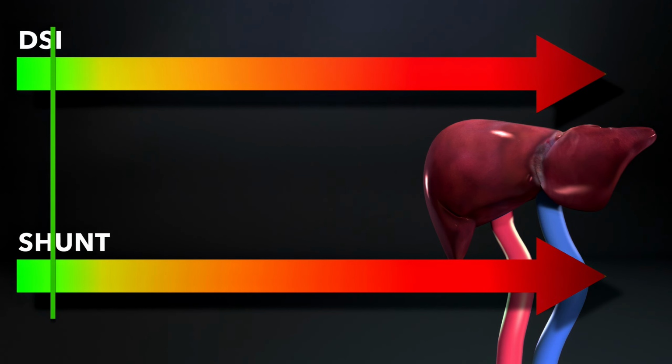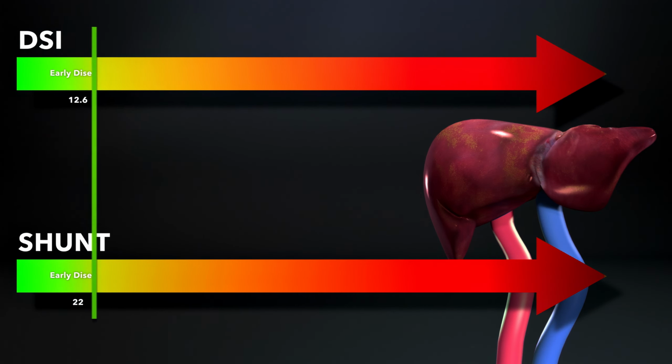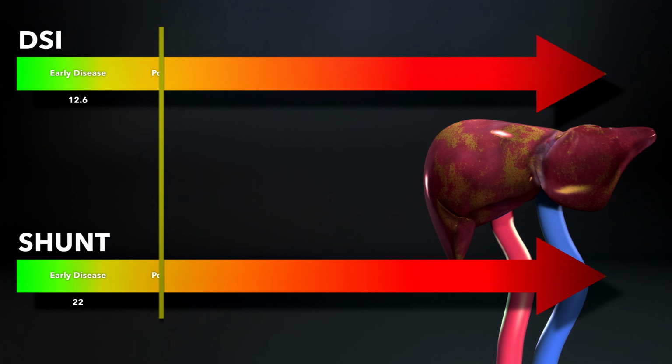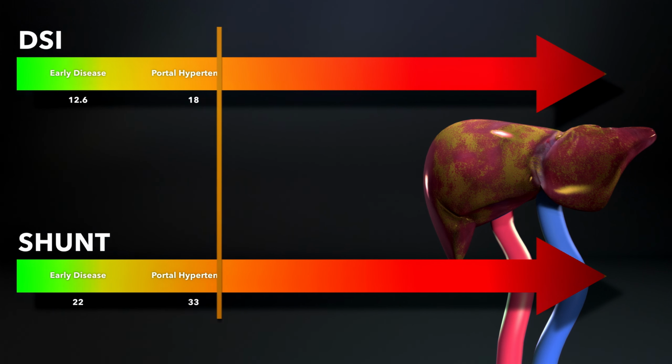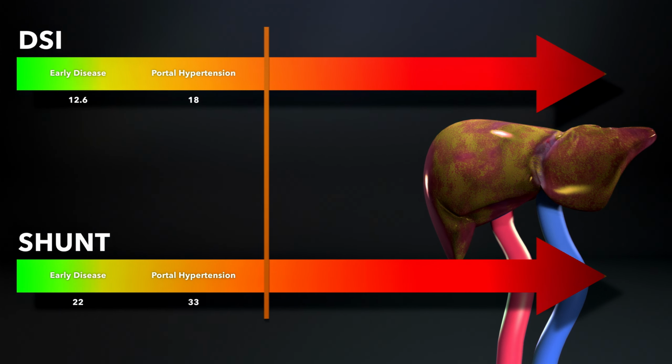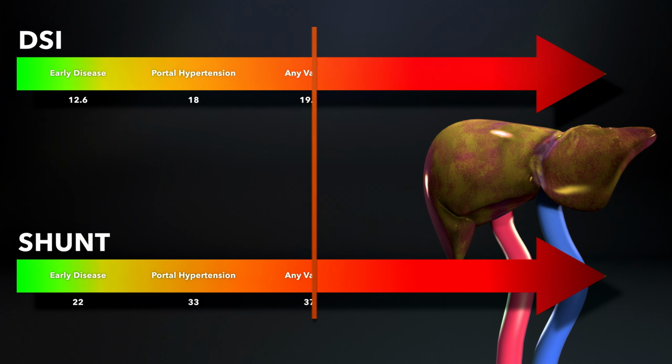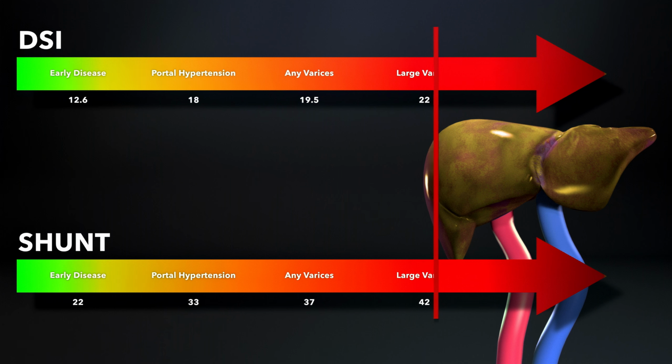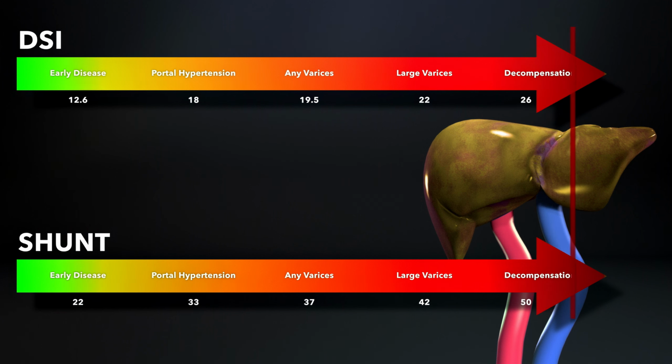This graph indicates potential thresholds or cut points for disease transitions. Healthy persons typically have a DSI less than 12 and SHUNT less than 30. It appears that the risk of additional complications of liver disease, such as ascites, encephalopathy, and liver-related death, increase in parallel with increases in DSI and SHUNT.